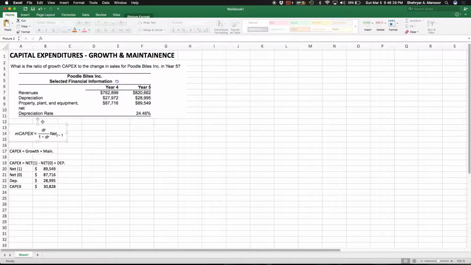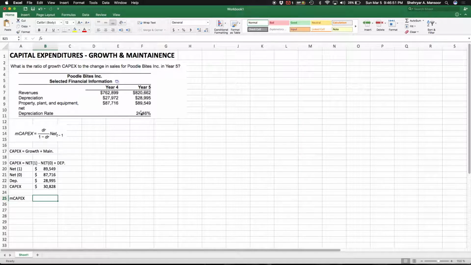But luckily for us, there's a formula for that. So here we have maintenance capex, and there's a formula for it. You need the depreciation rate over 1 minus the depreciation rate multiplied by the net PP&E of year t minus 1, which would technically be year 4 in our case. So it's quite simple. All we have to do is plug in the formula. So I'll just put, M capex.